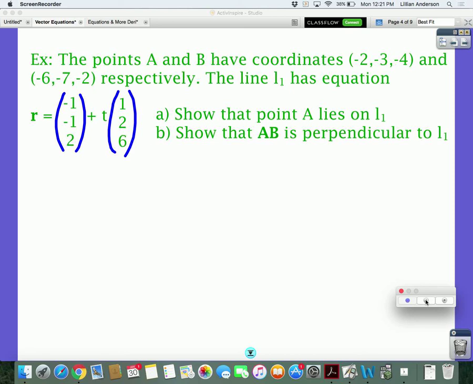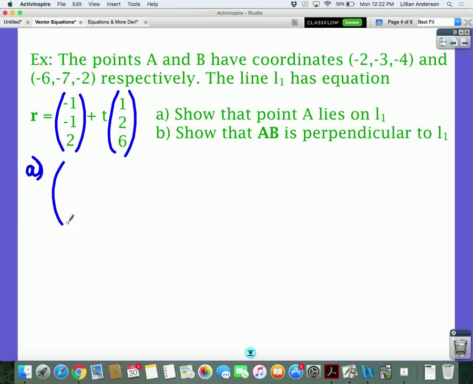And the thing is that you're going to end up with 3 different equations, okay? But no matter what, that t should be the same number for each one of the three equations. That is how you show if a point lies on a particular line. Okay? So I'll say that again while I'm writing it out.